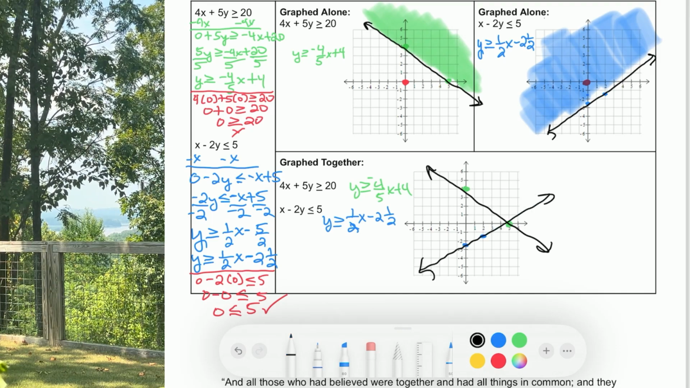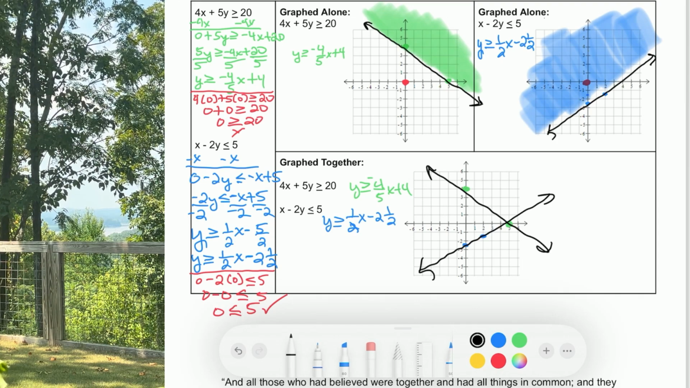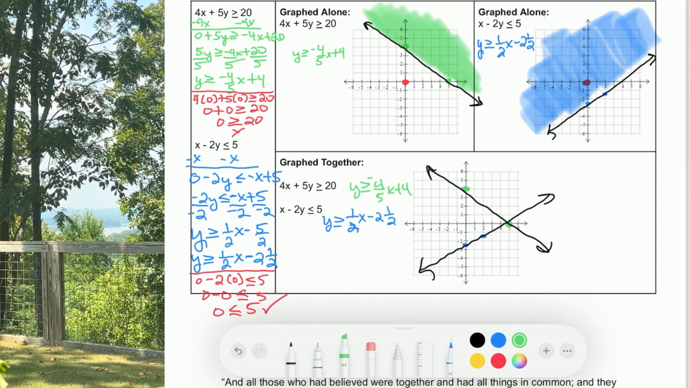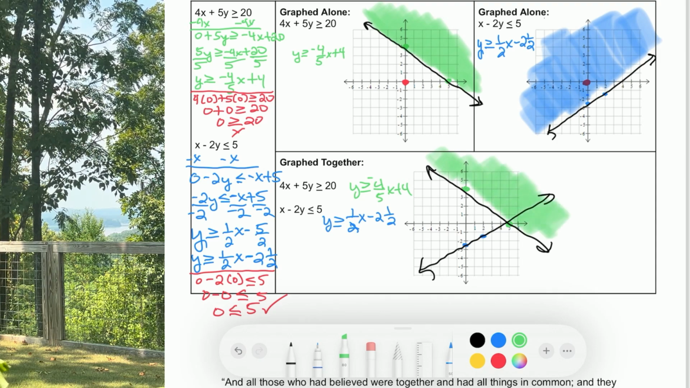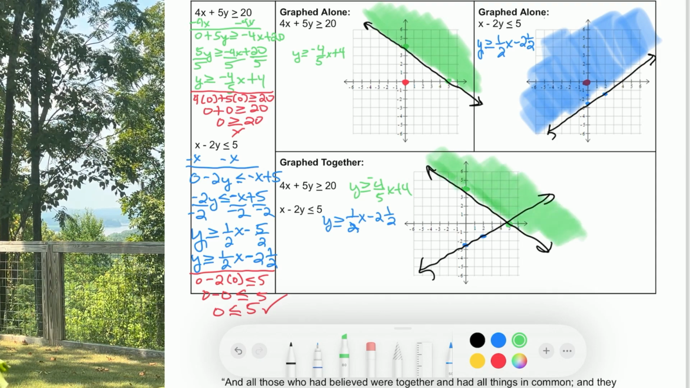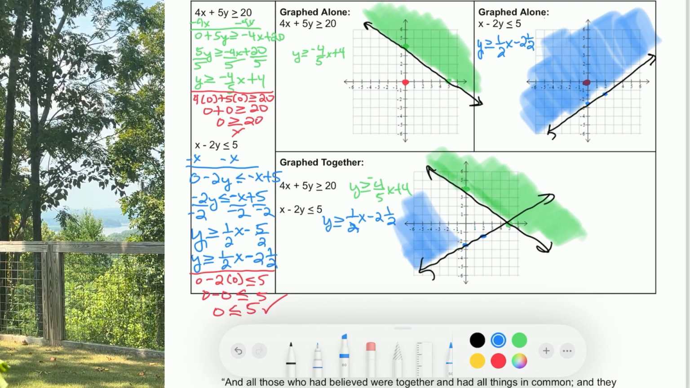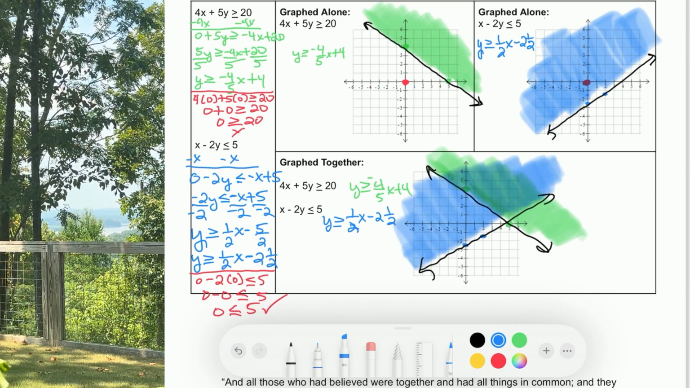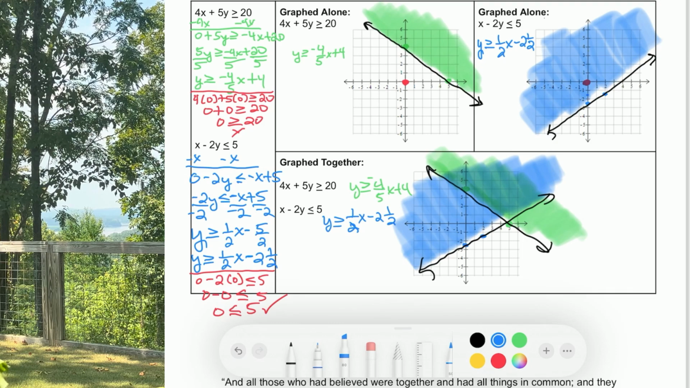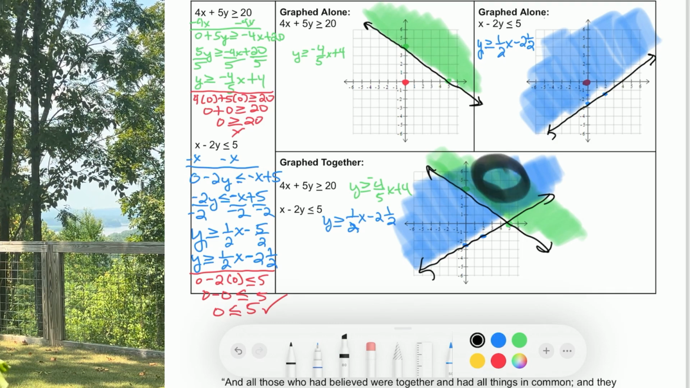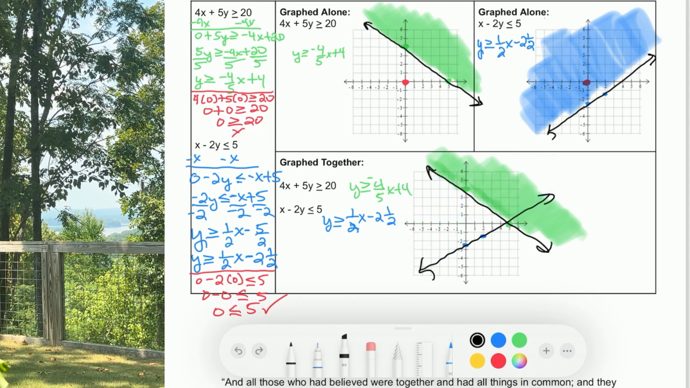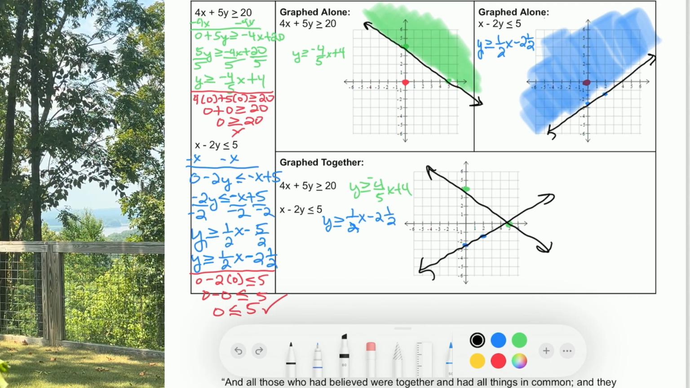All right, so now let me fill in my highlighting. For our first line, the highlighting was right here. For our second one, the highlighting was right here. And so now we can see where we have blue and green highlighter is right here. That is the only place that we have both colors. So that is going to be our solution area. So I'm just going to fill that in with yellow. This is our solution area.